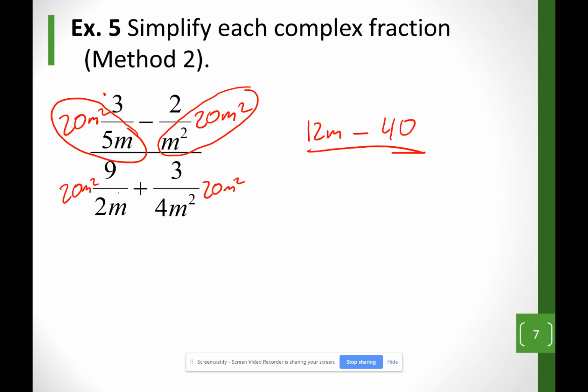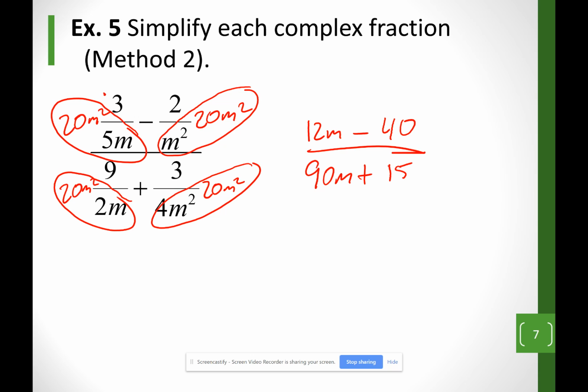Now looking at the bottom, 20m squared divided by 2m, that's going to give me 10m. 10m multiplied to the top, I have a plus sign. 20m squared divided by 4m squared gives me 5. 5 multiplied to the top gives me 15. All right, so at least I have no fractions.